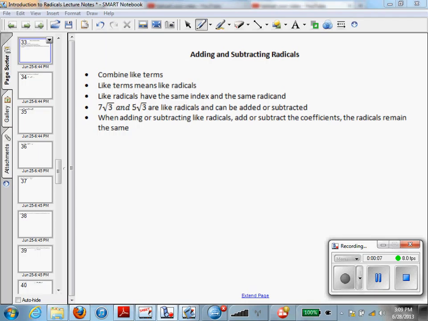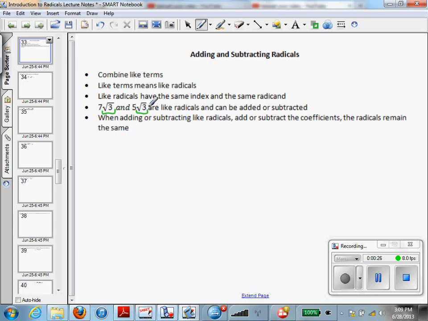Like radicals have the same index and the same radicand. So you could say that the 7 radical 3 and 5 radical 3 are like radicals and can be added or subtracted because they share the same radical 3.